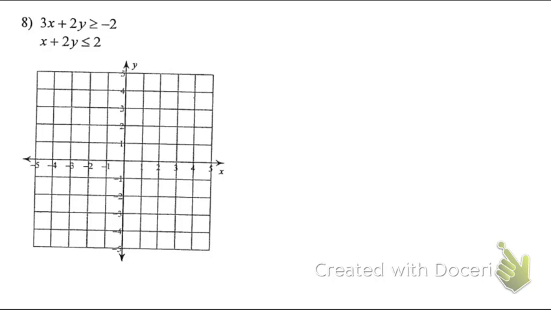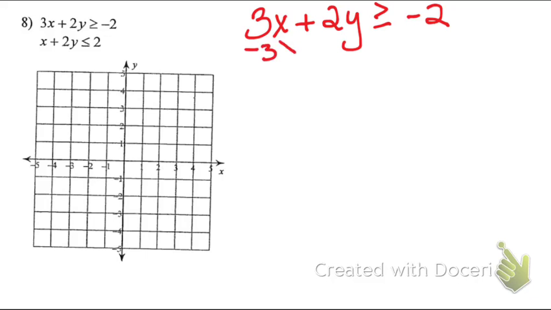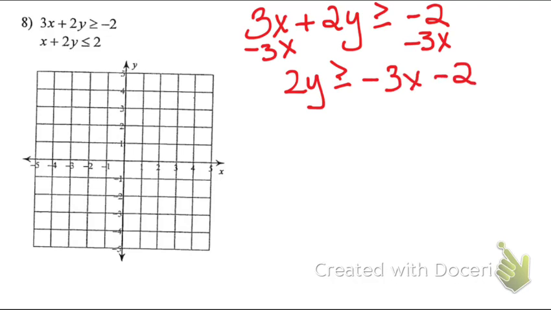Okay, so step 1 is I have to get y all by itself. I'm still using the highlighter, so let me get rid of that. Okay, so 3x plus 2y is greater than or equal to negative 2. So first I want to isolate the y. I want to get it all by itself. So that means I have to subtract 3x from both sides. So I get 2y is greater than or equal to negative 3x minus 2.